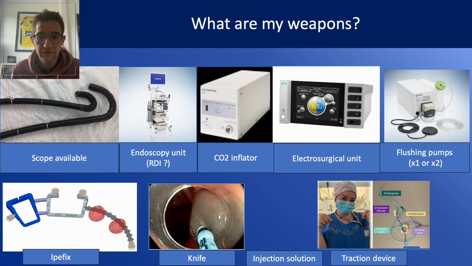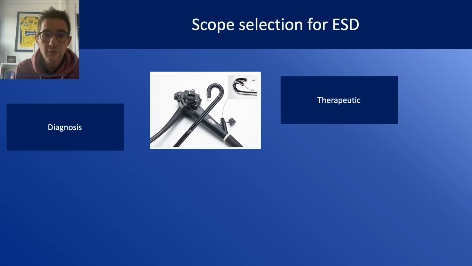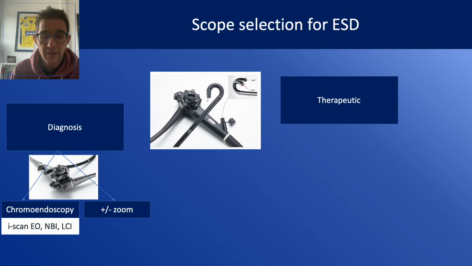Do you have anything to fix the pedal? Which kind of knife are you using? Which injection solution? And which traction device? And what is your experience with the traction device you have in the unit? Which scope for which ESD?